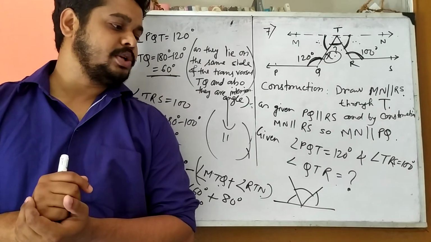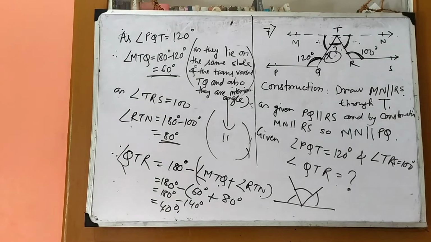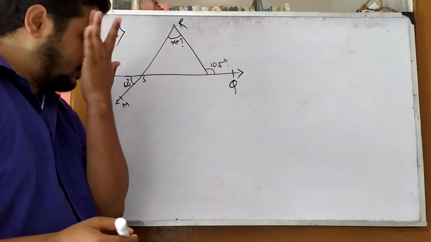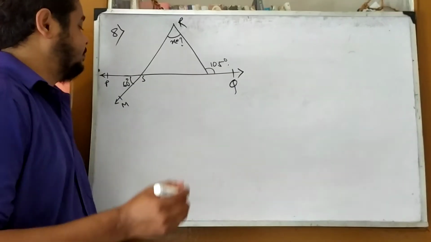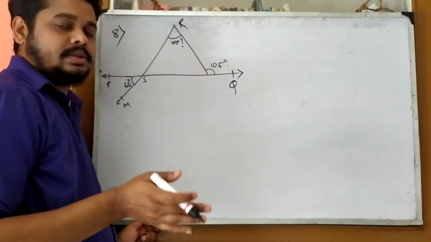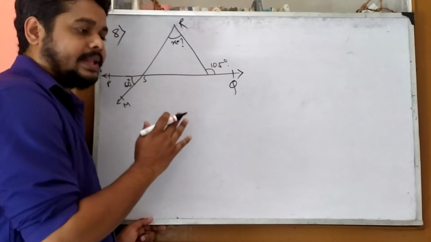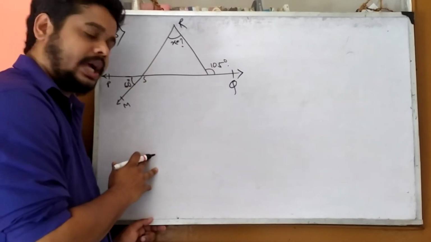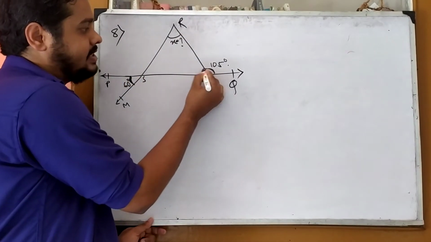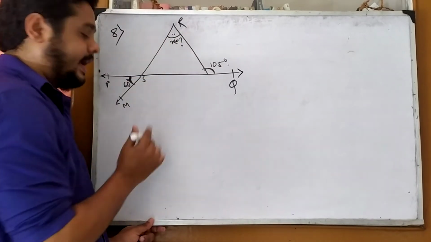Clear? Now we are coming to problem number 8. This is the figure you can see from your worksheet, and already I mentioned to download the worksheet. After that, compare the problem with the given solution. In this figure, this angle equals 60 degrees and this angle 105 degrees. We have to find the value of X.